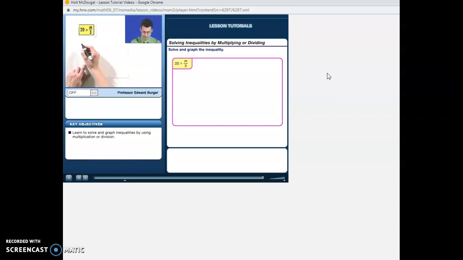So if I multiply both sides by 3, the inequality symbol will stay as it is. But you'll notice that 3 over 3 is 1, so I'm just left with m all by itself. Here I'm left with 60, so I have 60 is greater than m, or you could read it backwards as m is less than 60. Either way is fine.